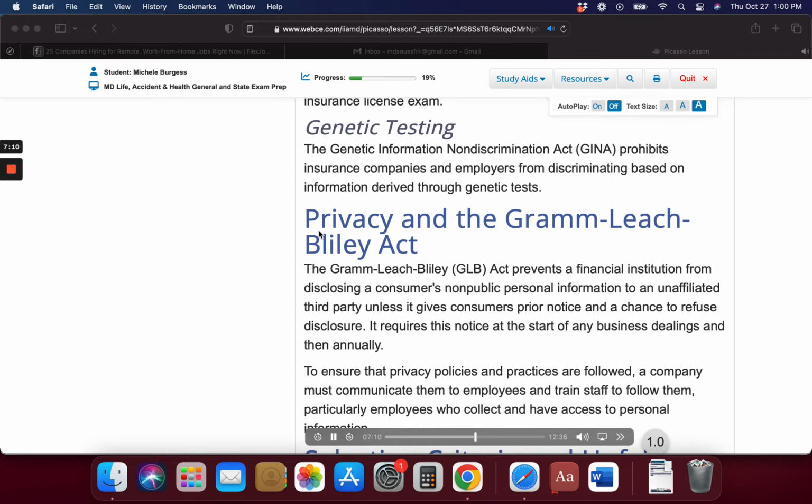To ensure that privacy policies and practices are followed, a company must communicate them to employees and train staff to follow them, particularly employees who collect and have access to personal information. Selection criteria and unfair discrimination. When reviewing applications and applying underwriting standards, insurers are expected to base their selection criteria on statistical data.